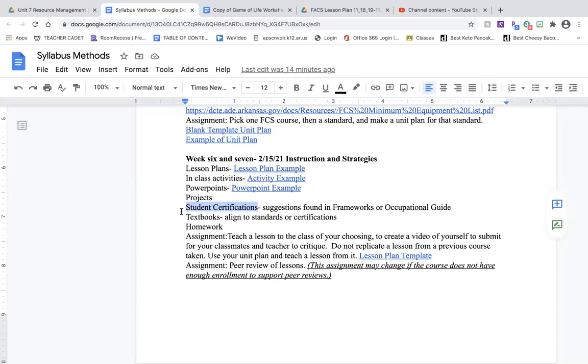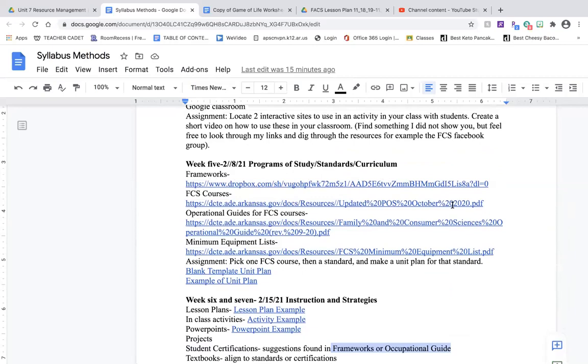But what about our area? What about FACS? So that's why we have this, which is rather new over the past few years, and gradually growing as more people understand what we're doing: we're doing student certifications in our classes. Well, how do you know what student certifications you're going to use in what class? They're found in the frameworks and occupational guide, and I believe I pointed that out in the previous week.